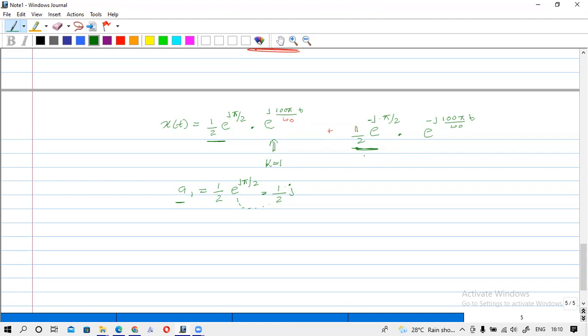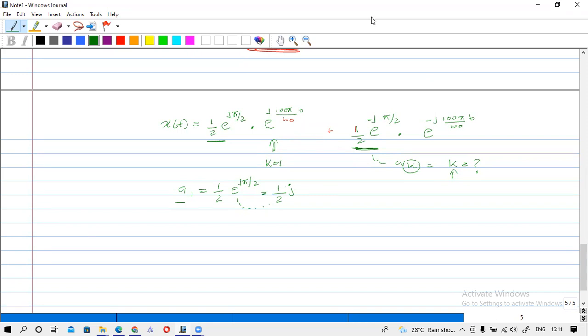Now this term, this is another harmonic. So here this one is also another harmonic. So you have to find this k value here. Tell me, what is the k value for this term? K means harmonic number. What is the harmonic number for this term? Please tell me.